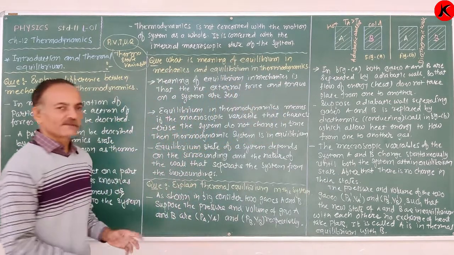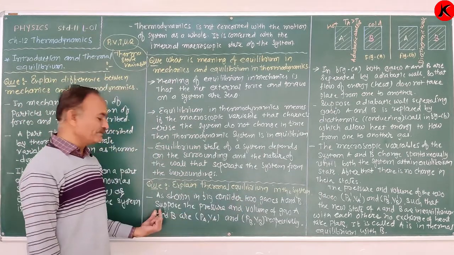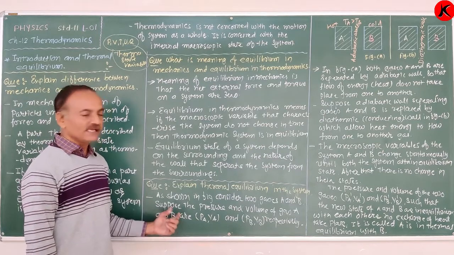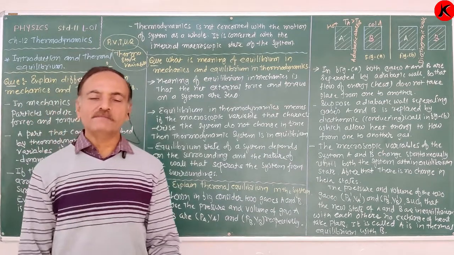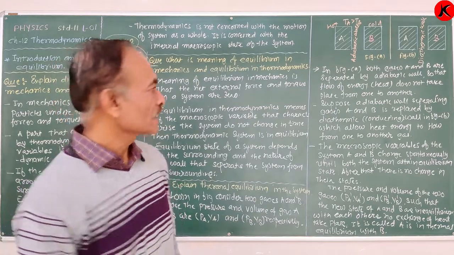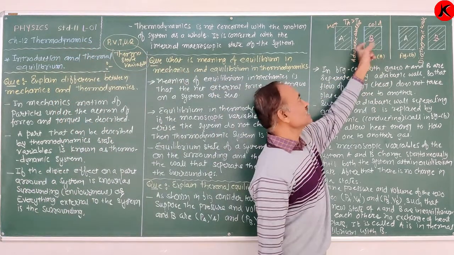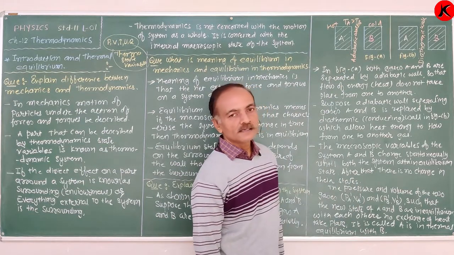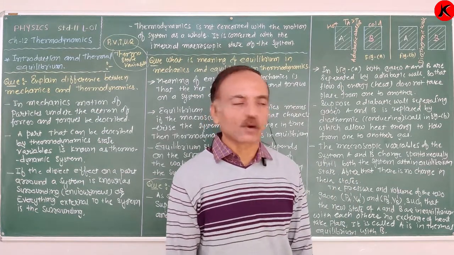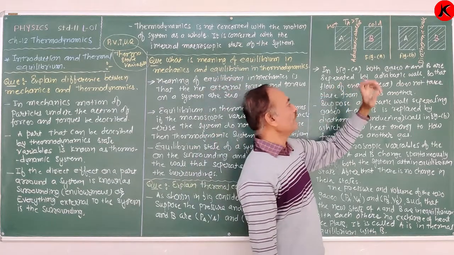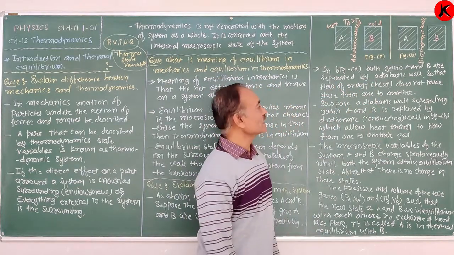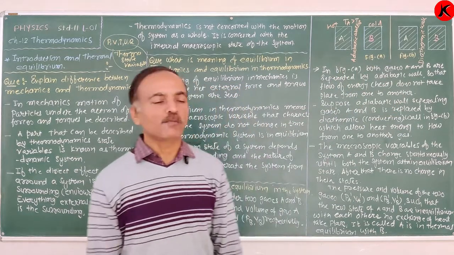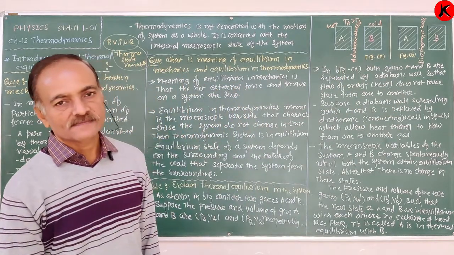Again, as shown in the figure, consider two gases A and B. Suppose the pressure and volume of gas A and B are PA, VA and PB, VB respectively. In figure A, both gases A and B are separated by an adiabatic wall. Adiabatic means the non-conducting wall, so the flow of energy, that means heat, does not take place from one gas to the other.